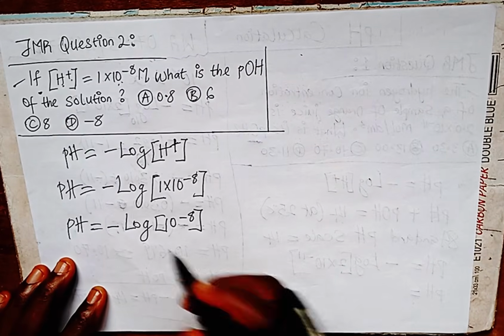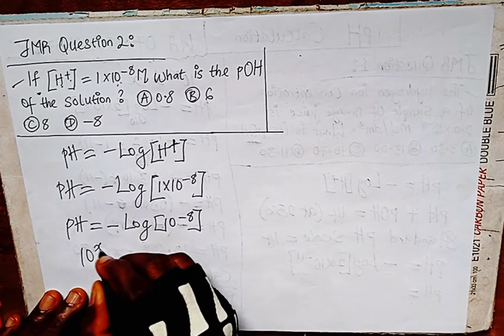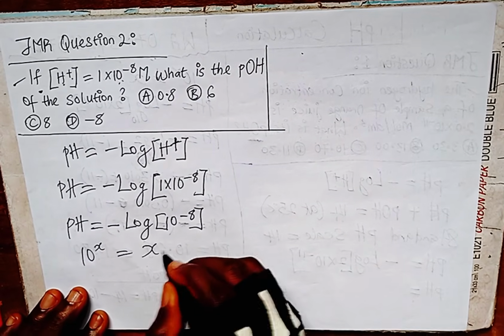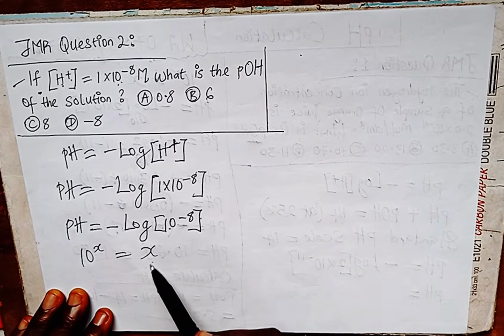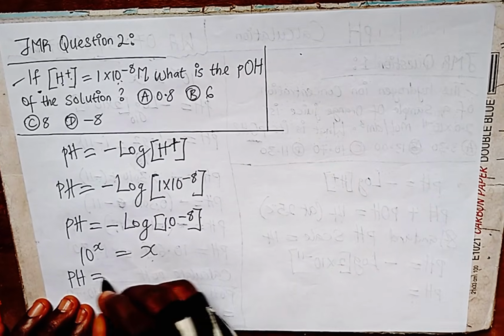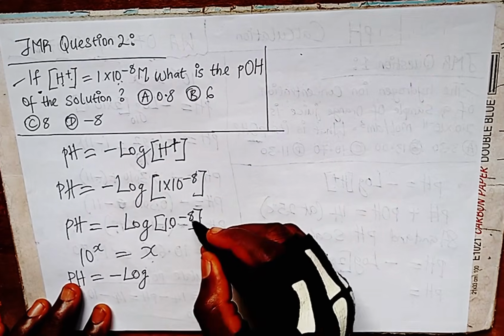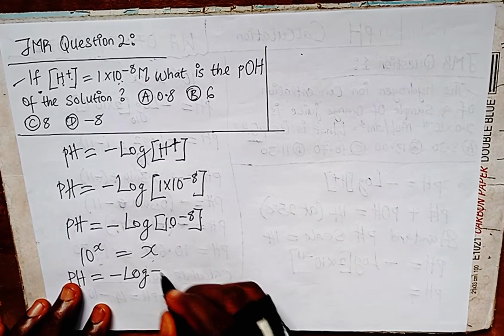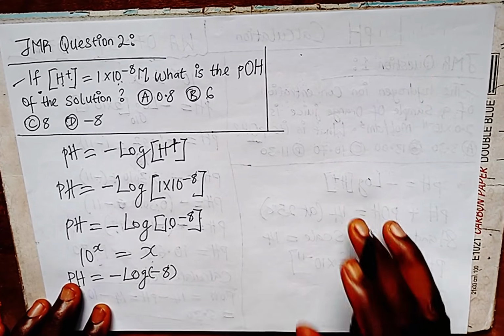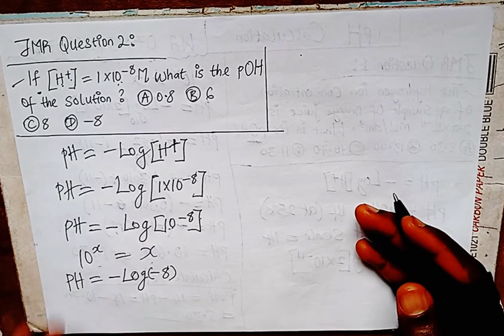We apply the log rule which states that log of 10 raised to the power x is the same thing as x. So log of 10 raised to the power minus 8 is the same thing as minus 8. So pH is equal to negative of log 10 to the minus 8, which comes to minus 8. Put them inside brackets. Very simple. We are almost done solving.